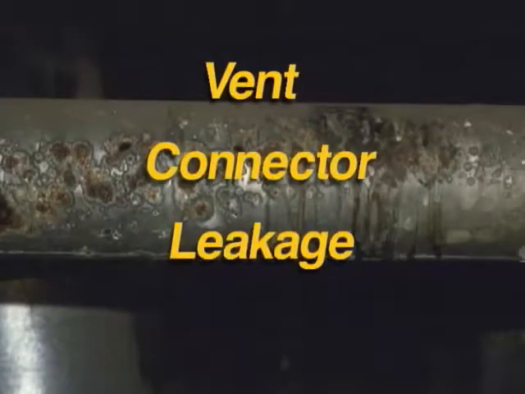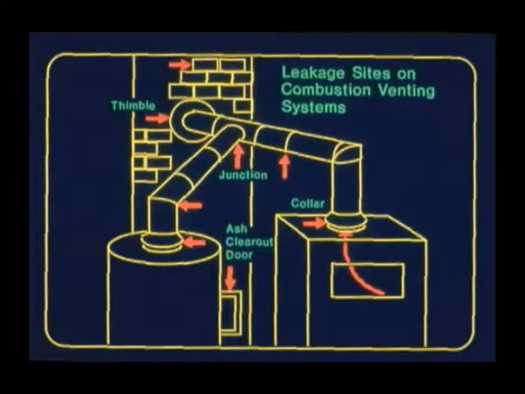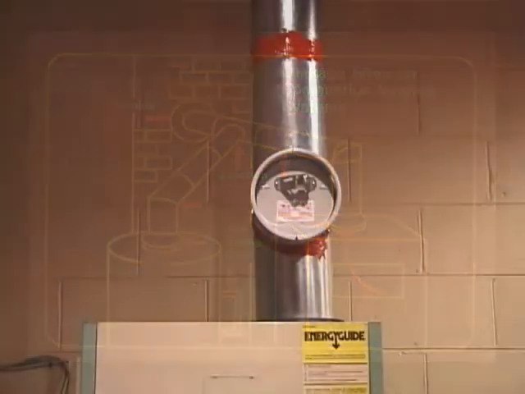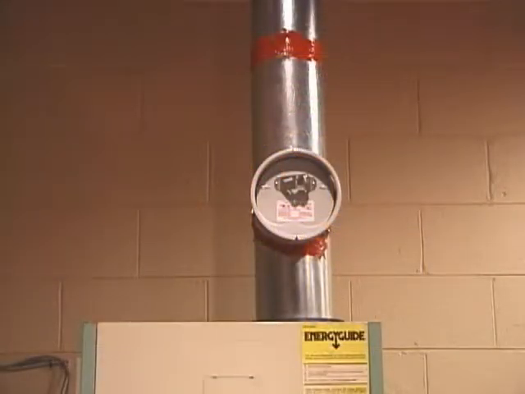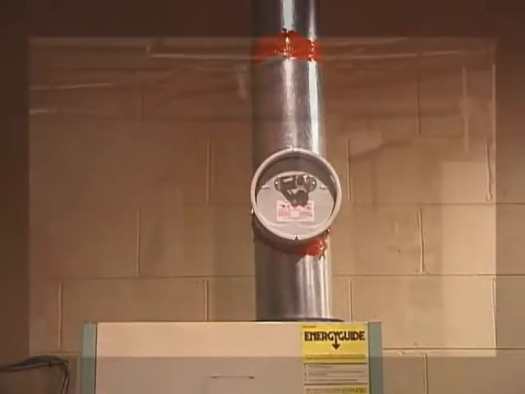Vent connector leakage. Any leaks in the venting system, such as at pipe joints, elbow gores, or a leaky cleanout hatch, will reduce the draft on the appliance. Vent connectors should at least be free of large gaps and should ideally be sealed with high-temperature silicone caulk.